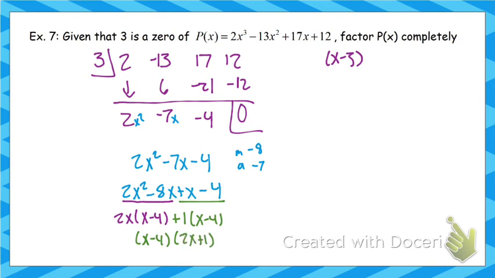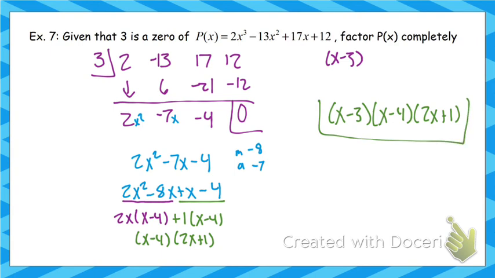So when I did division, I was left with a quadratic. That quadratic factors. Because 3 was a 0, x minus 3 was a factor. So this function has 3 factors. So the final factored form of that original equation is x minus 3, x minus 4, 2x plus 1. And we are going to spend more time doing this next class. This is really kind of an intro for you guys.